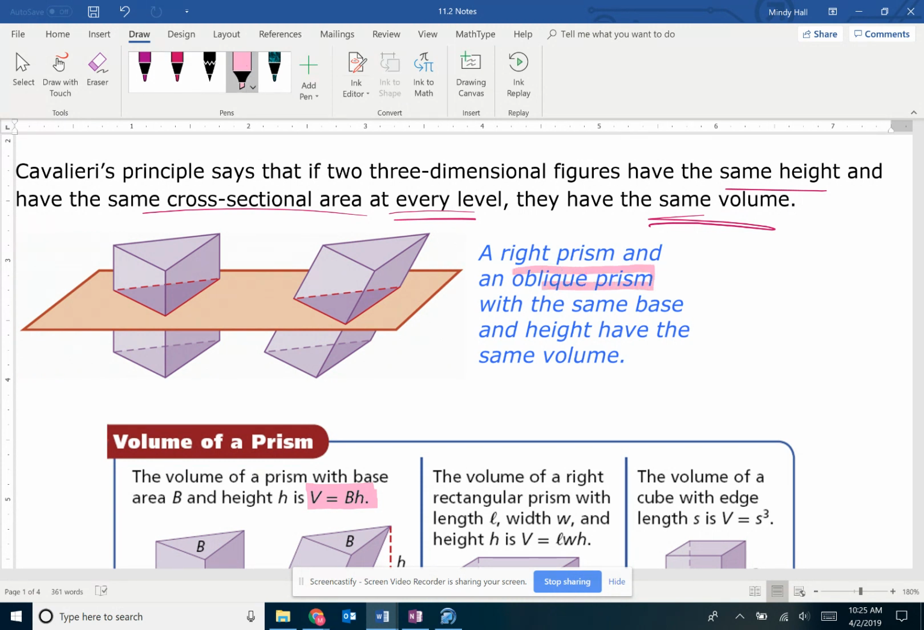And another important thing with this is that an oblique prism is basically just a prism that's kind of slanted. But again, in order for this to work, they have to have the same base and the same height. And normally, all that means is that if you're given an oblique prism to find the volume of, you just pretend that it's a regular straight up and down one.